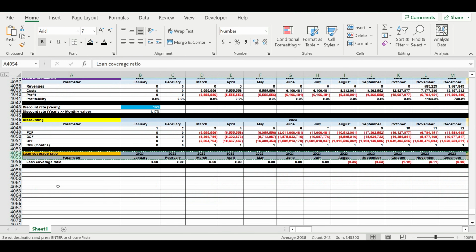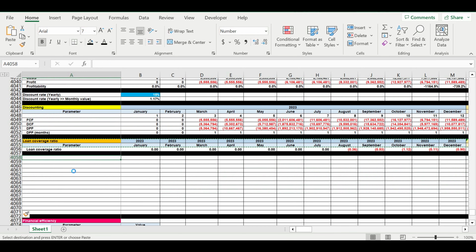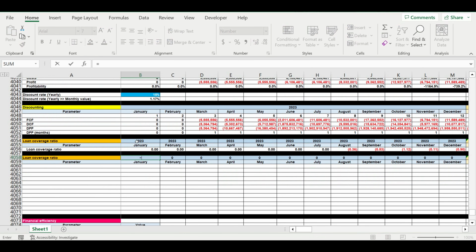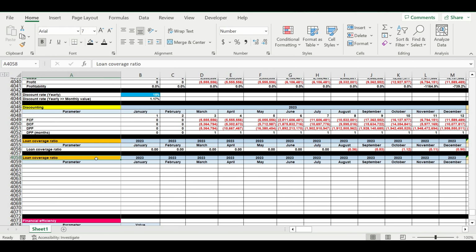Let's create a table. Let's name it types of profitability.